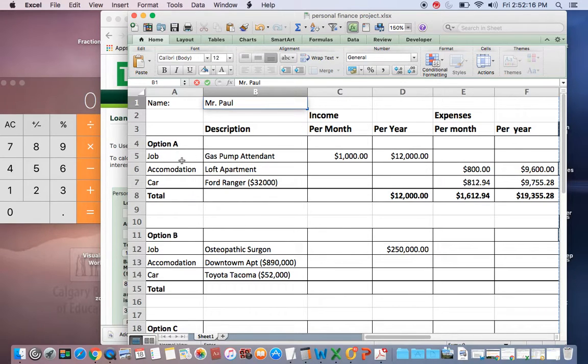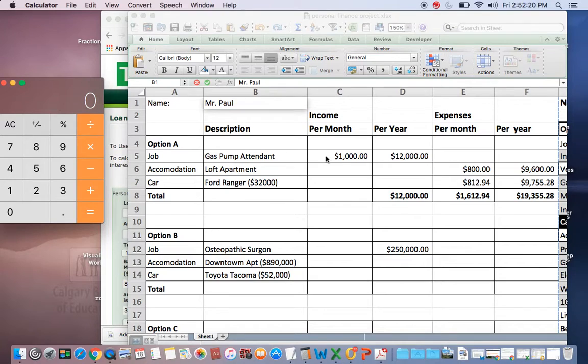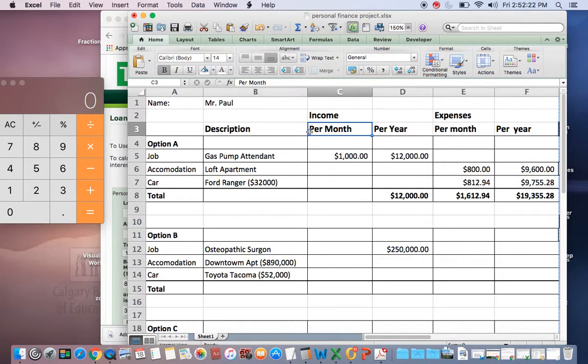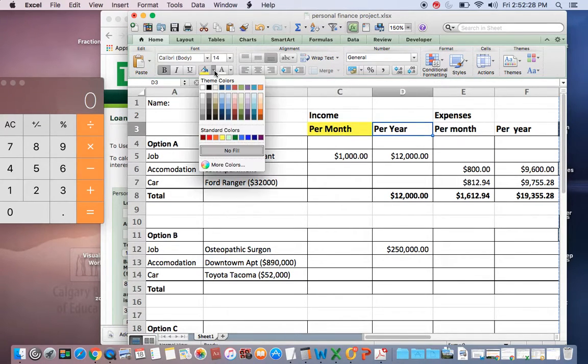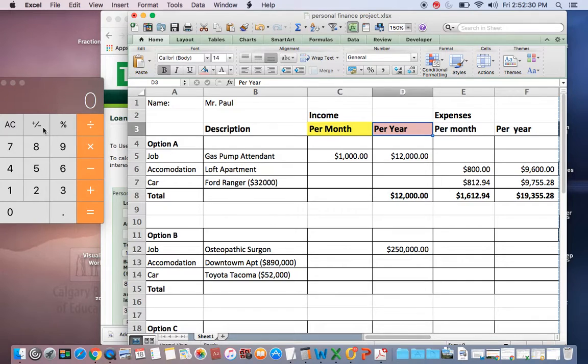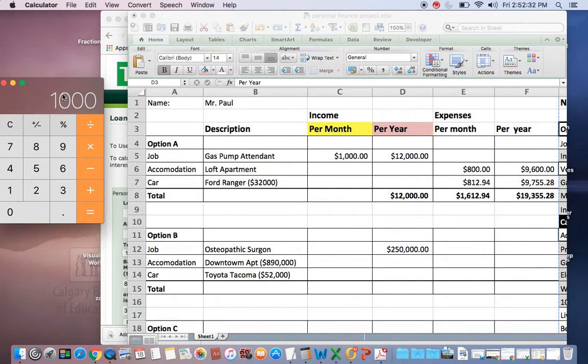My first job was gas pump attendant, $1,000 a month. How do I go from per month to per year? It's pretty simple. All you have to do is take your price, 1,000, and times that by 12 months in the year. That gives me 12,000. Now notice how I've put the dollar sign and the decimal. You want to use that.